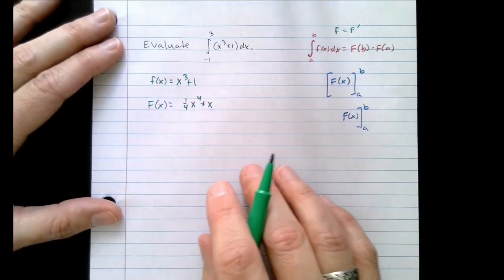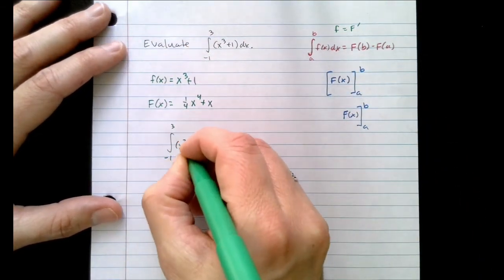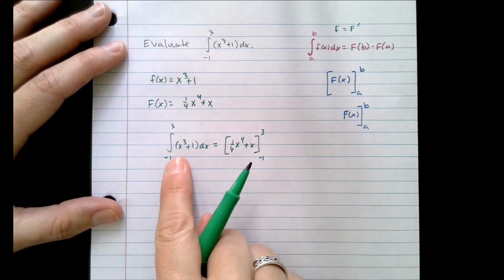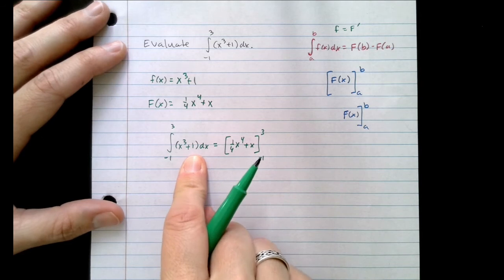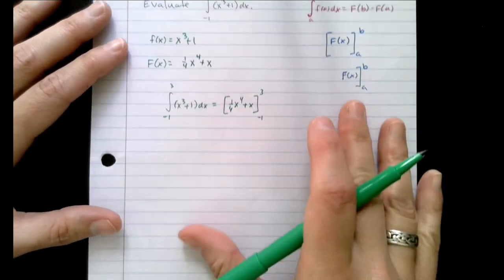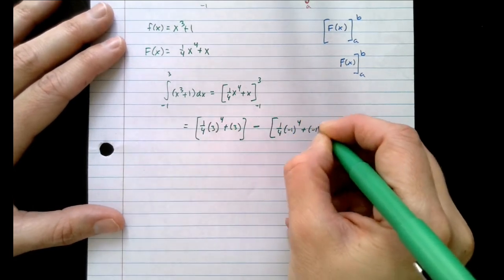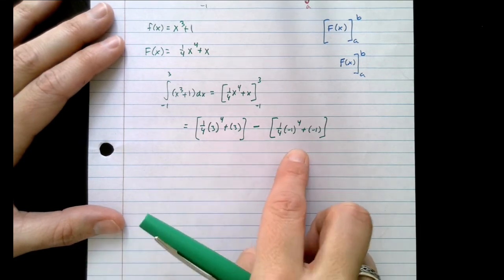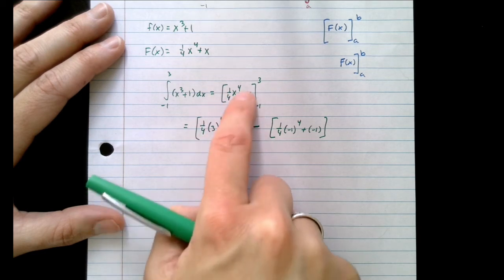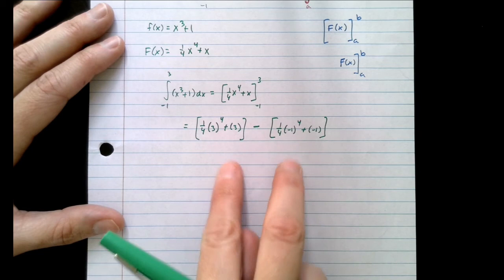Now I'm going to rewrite this using this notation here. This integral, because of the fundamental theorem of calculus, is really this antiderivative evaluated from -1 to 3. Here is my answer: I have my antiderivative evaluated at the upper bound minus the antiderivative evaluated at the lower bound. Now I'm going to follow order of operations and simplify this.